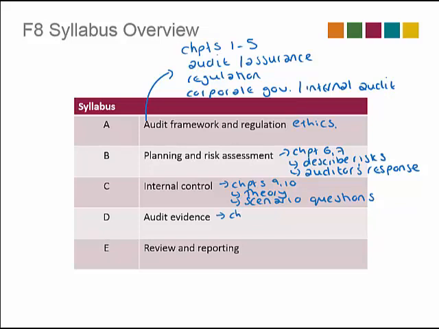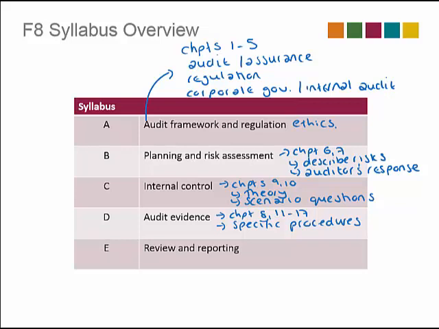Audit evidence, that's a big topic, chapter 8, and then chapter 11 through to 17. And what we're going to be looking at there is how we do specific testing, so specific audit procedures that we would undertake as auditors in order to gather evidence.